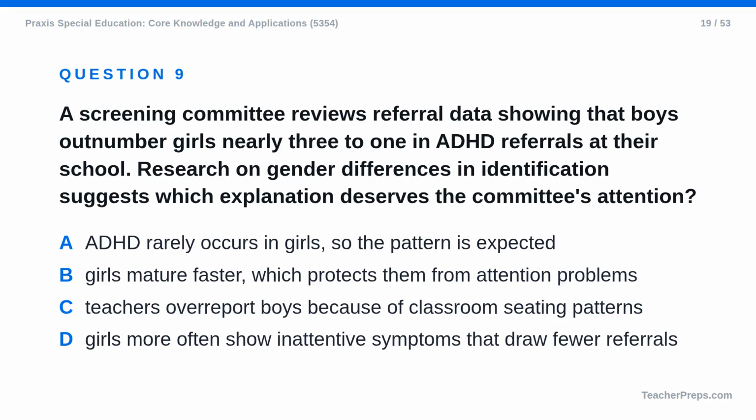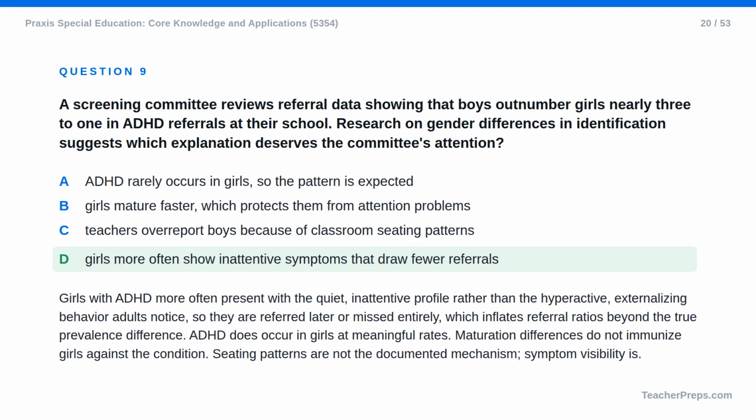Question 9. A screening committee reviews referral data showing that boys outnumber girls nearly 3 to 1 in ADHD referrals at their school. Research on gender differences in identification suggests which explanation deserves the committee's attention? Pause the video and select the best answer. The correct answer is D.